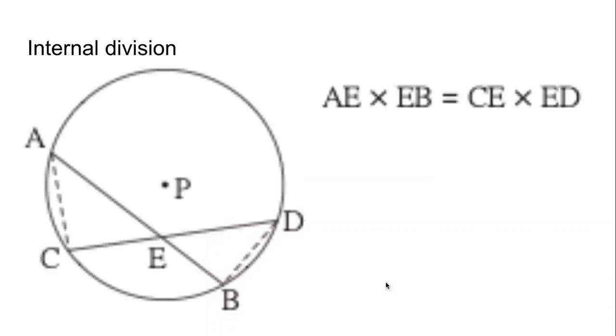Division of chords. This is definitely the last part of the chapter. What happens? What is the length of the different parts of the chords when they intersect each other? Remember, when we studied the angle between chords, there were two cases. Case number one, they intersected inside the circle. Case number two, they intersected outside the circle.